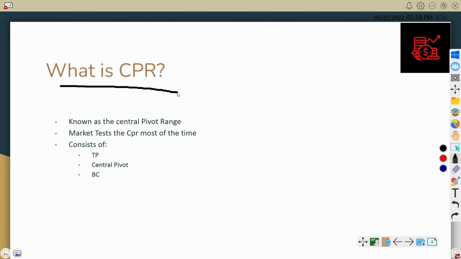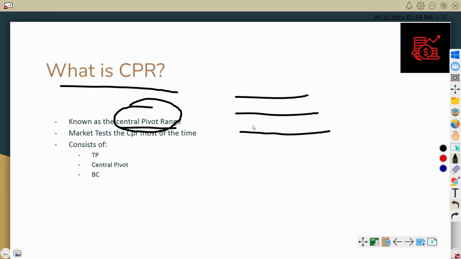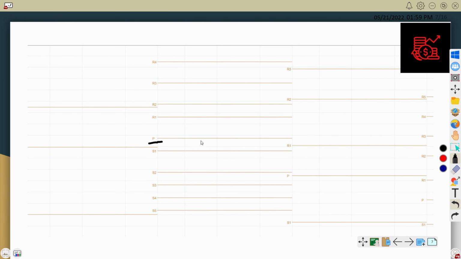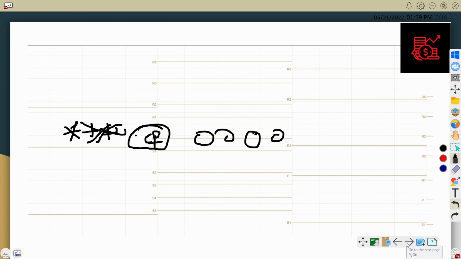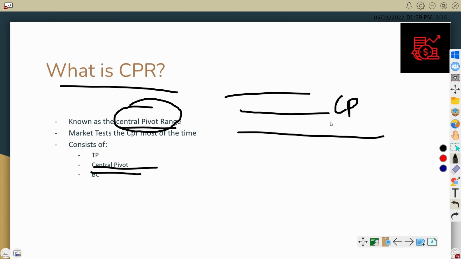So what is the CPR? CPR is also known as the central pivot range. We have 3 lines. This is the middle pivot, or called the central pivot. If we take a look over here, this is your central pivot line. This line is called your central pivot line, which is the most important line on the chart. It's a very important line. So that's called the central pivot.